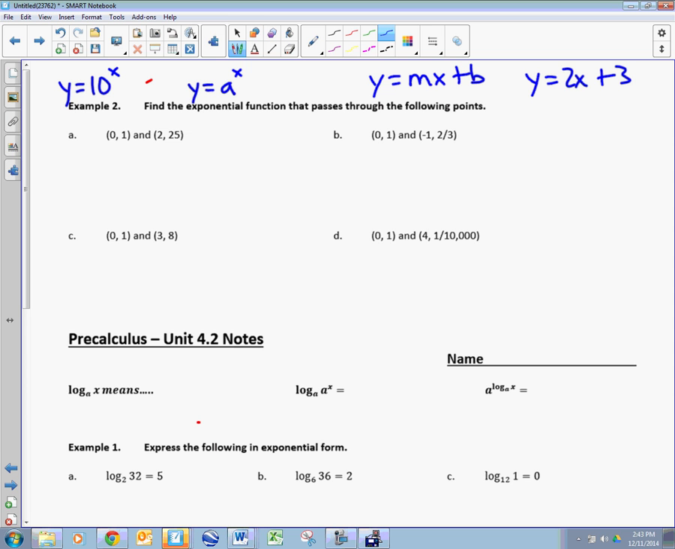So what do you notice about all these functions? They all pass through what point? Is that surprising? But they all pass through a different point after that. We're going to use that.